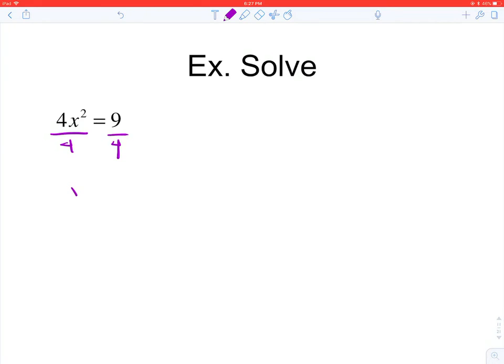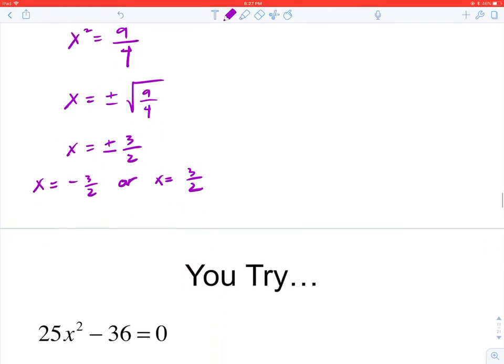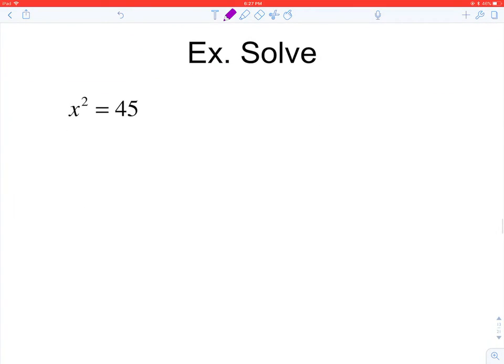Okay, need to isolate the x squared, so we divide by 4. When we go to take the square root of each side, we get x equals plus or minus the square root of 9/4. And like the last example, the numerator and denominator are both perfect squares, so 9 is a perfect square and 4 is a perfect square. So we get plus or minus 3/2. So x equals negative 3/2, or x equals positive 3/2. We're going to skip the you try.